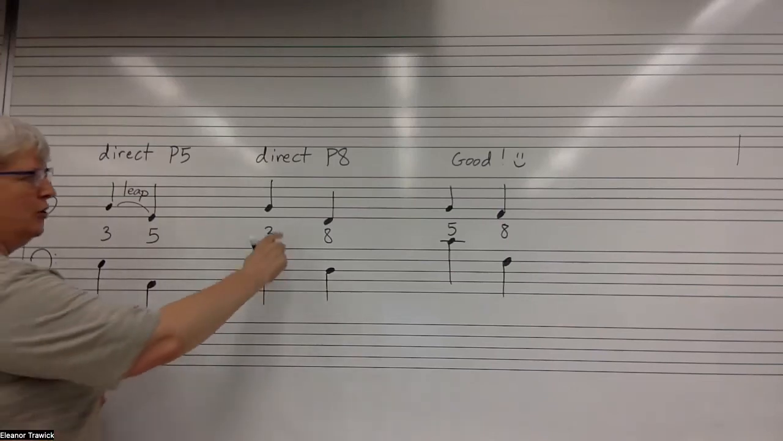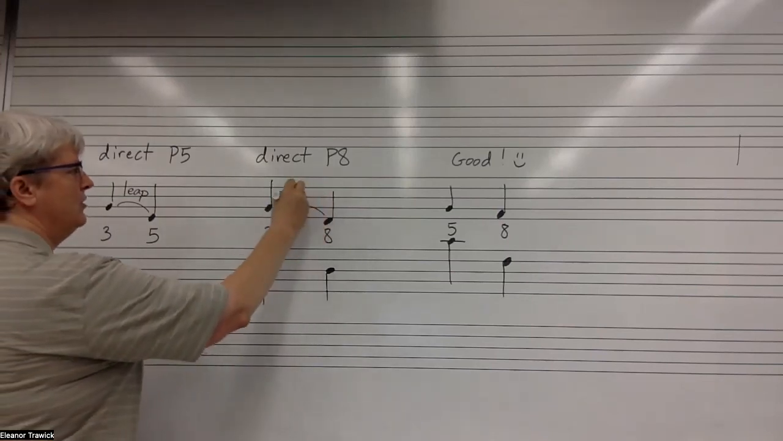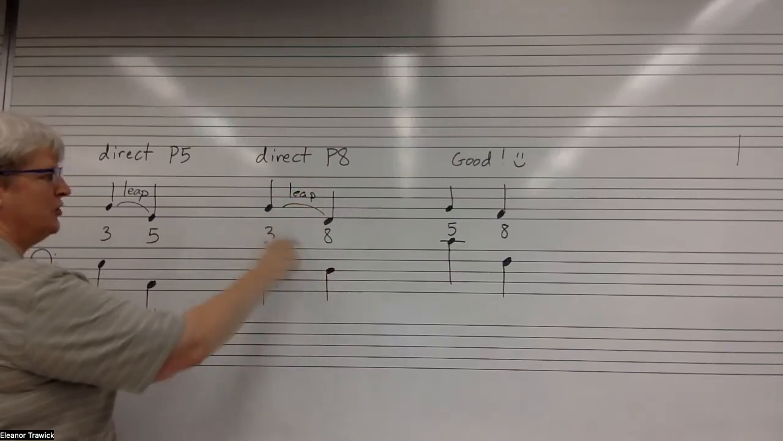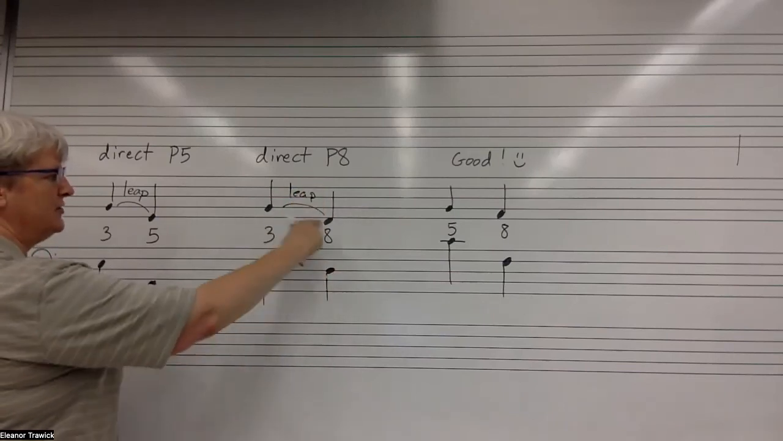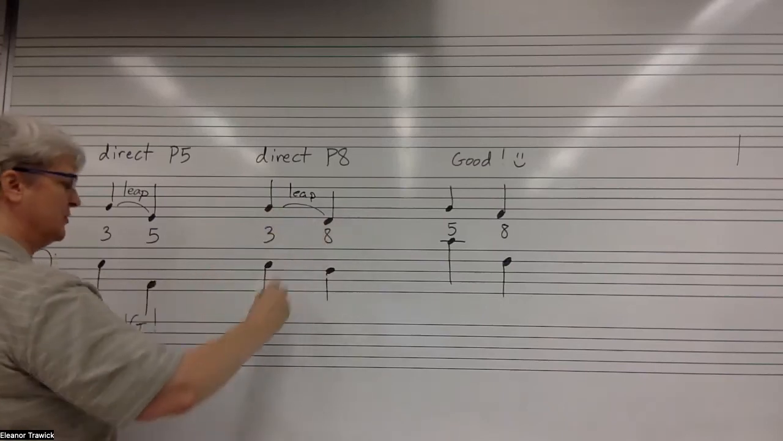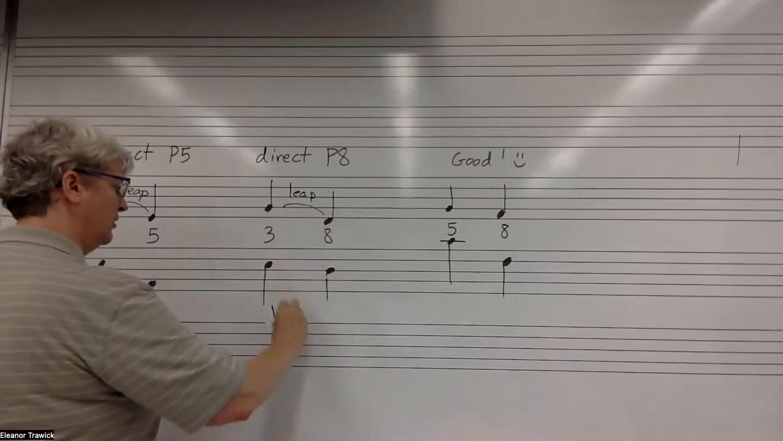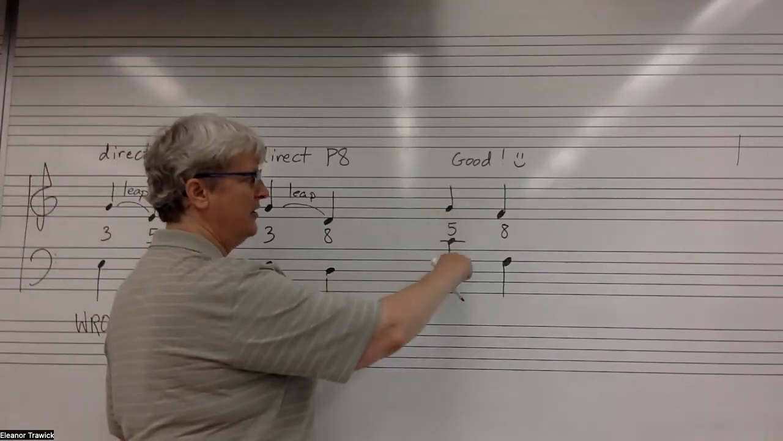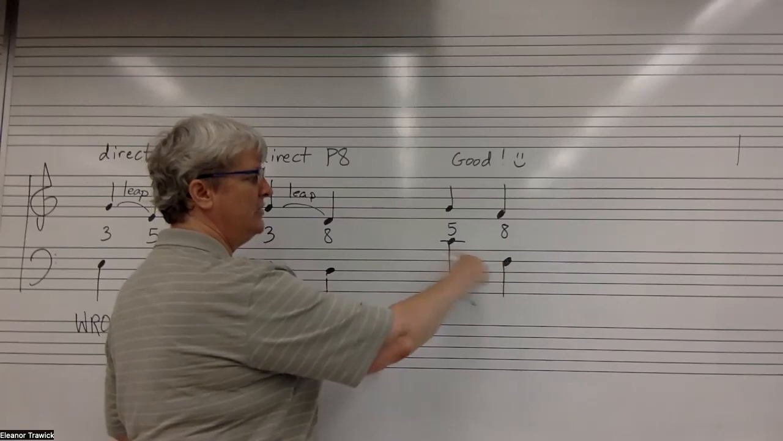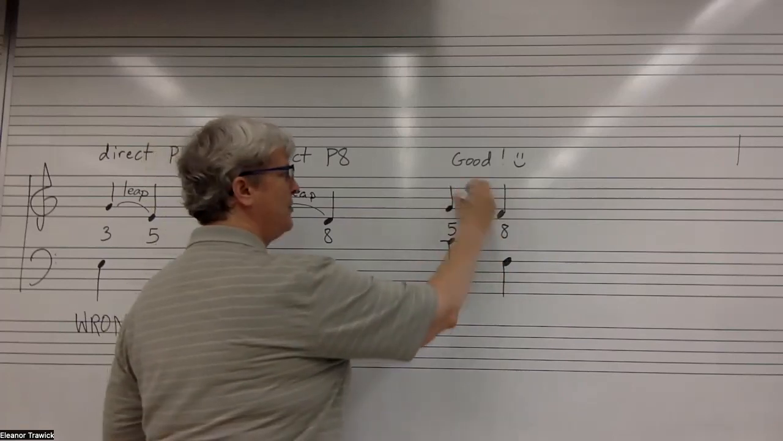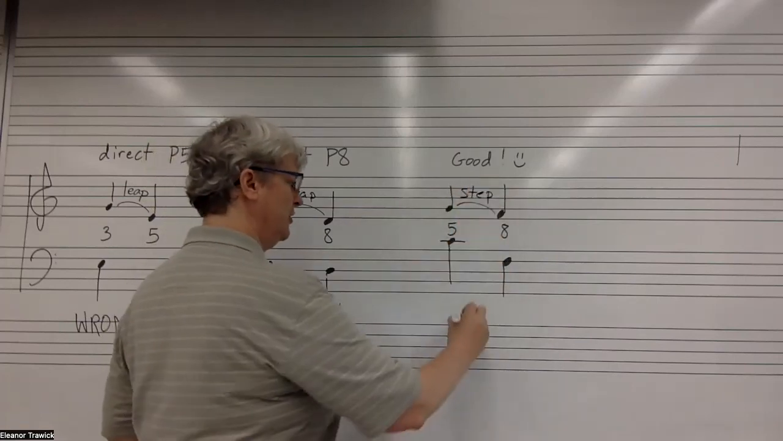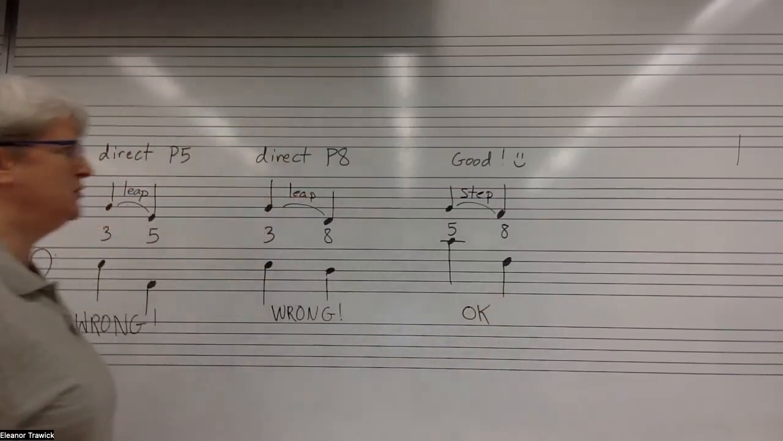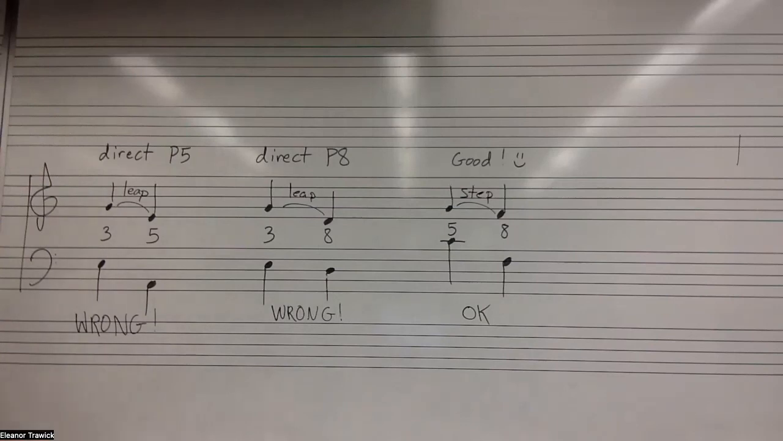And here we have a leap in the soprano part. It doesn't matter that the bass is moving by step, we're still moving into that octave by similar motion with a leap in the soprano, and that is wrong. But if you move from a harmonic dyad to an octave or a fifth in similar motion with a step in the soprano, that's good. Okay, so this is okay, and that's not a direct fifth or a direct octave.